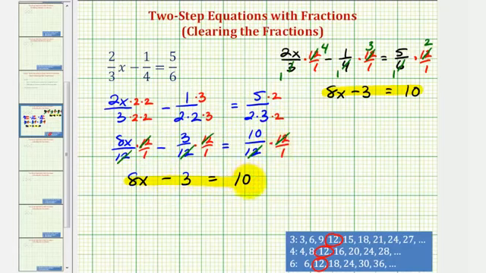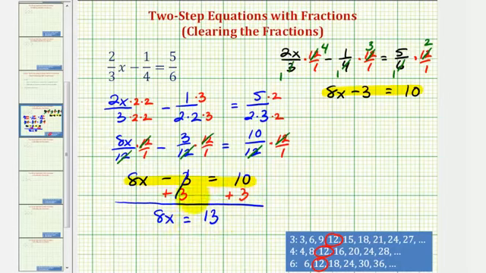Let's go ahead and solve the resulting equation here. So for the next step, we'll undo the subtraction by adding 3 to both sides. So now we have 8x equals 13. Last step, divide both sides by 8. So we have our solution. Our solution is x equals 13/8.